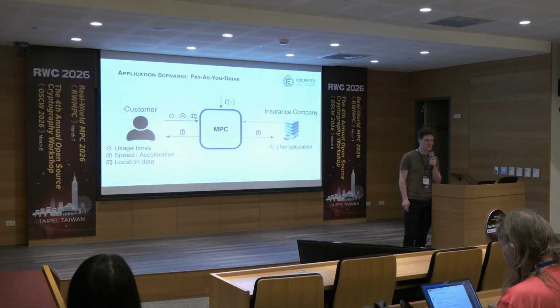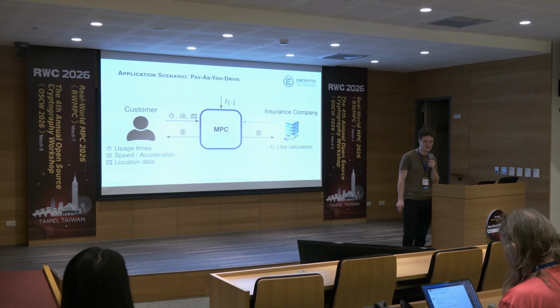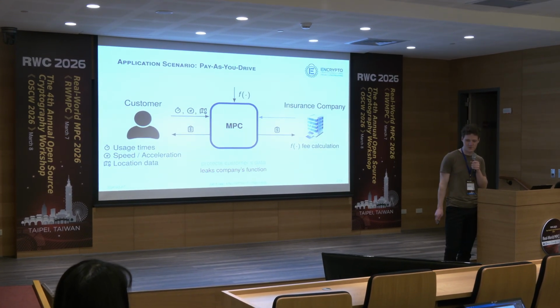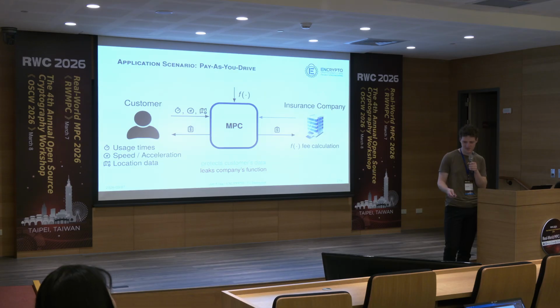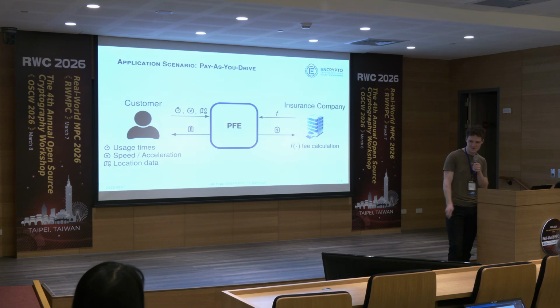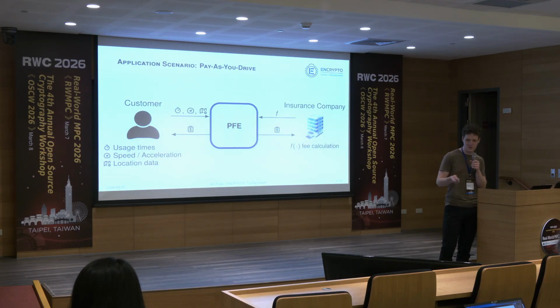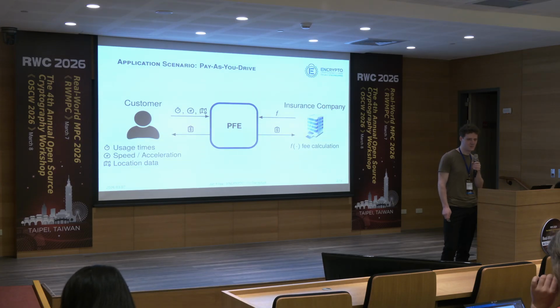Yeah, an obvious choice would be to use an MPC protocol. This would also have the opportunity that both parties can be sure that exactly this function gets evaluated, but still the function must be public. The customer data is protected, but the function is still leaked. So there's another option. We use PFE, where the function is treated as private input by the company, and both parties jointly compute the amount of money that needs to be paid.